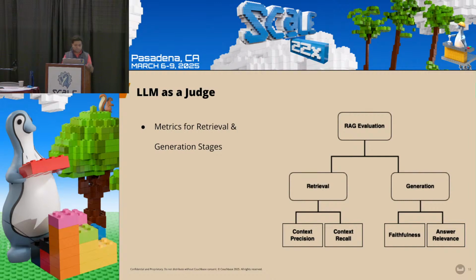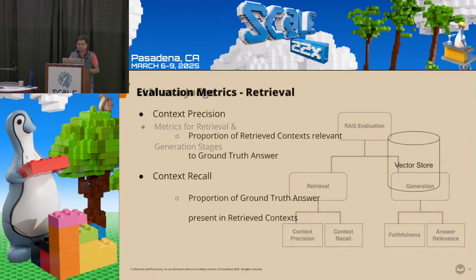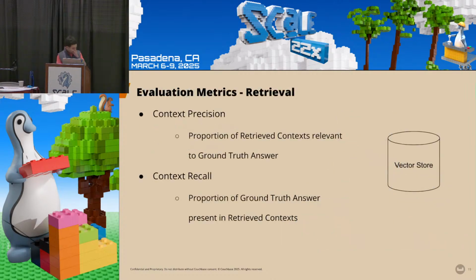And the two common metrics for retrieval are like context precision and recall. And for generation are faithfulness and answer relevance. I'll get to that with an example shortly. So context precision refers to the proportion of contexts that were retrieved that are relevant to the ground truth answer.